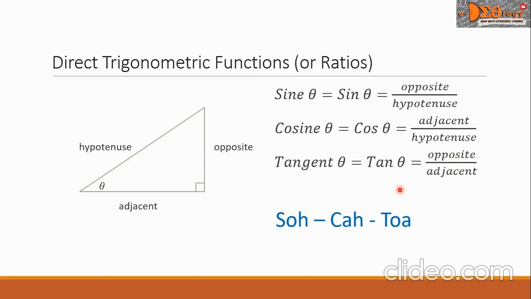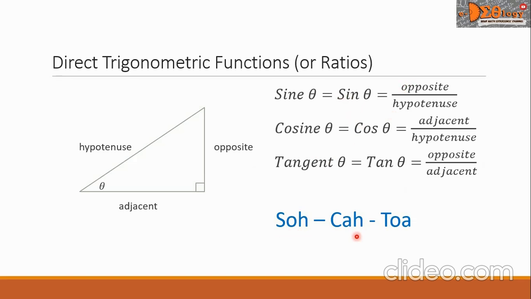There is a popular mnemonic to help us remember quickly the three functions here. This is the SOH CAH TOA. The SOH is for the sine. The S here is the first letter of the sine. The O is for the opposite, and the H is the hypotenuse.